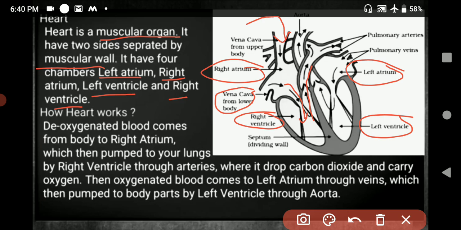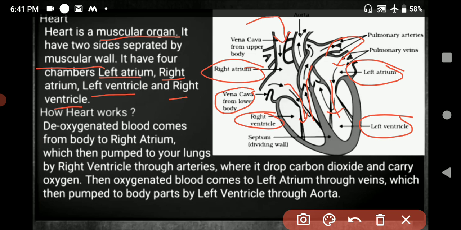Now the blood becomes oxygenated, and through the pulmonary veins it enters the left atrium. So now when the blood has entered the left atrium, it is oxygenated, that is full of oxygen. And when the left atrium contracts, the oxygenated blood is pushed into the left ventricle through this way. And whenever this contracts, the blood is pushed through the aorta to the different body parts. After that, the blood moves out through the aorta and goes to the different body parts.